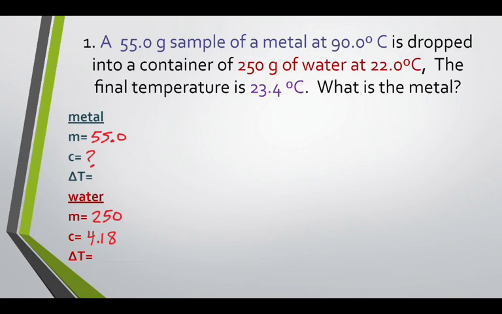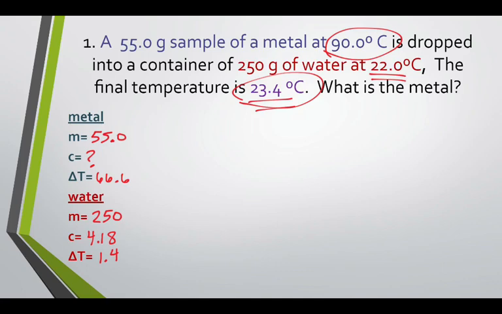And for this, we always need to subtract the final minus initial. So we have the metal starting at 90 and it's ending at 23.4. So that means the temperature is going down by 66.6 degrees Celsius. I'll leave off those units for right now. And then our water was starting at 22 degrees and going to 23.4. So definitely a much smaller temperature change. 23.4 minus 22 is just 1.4.